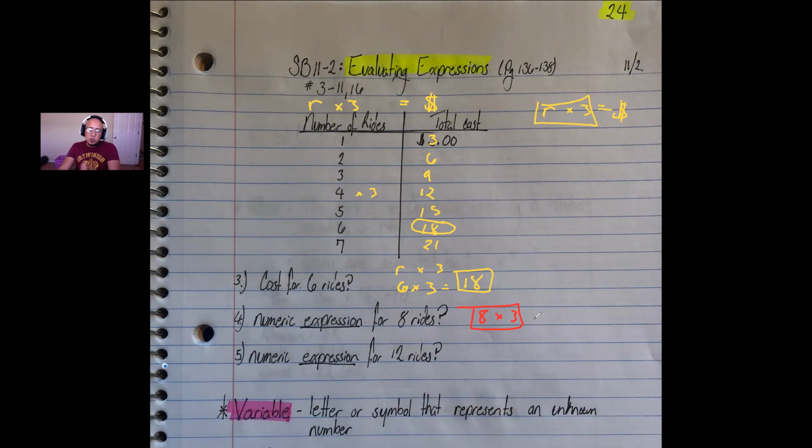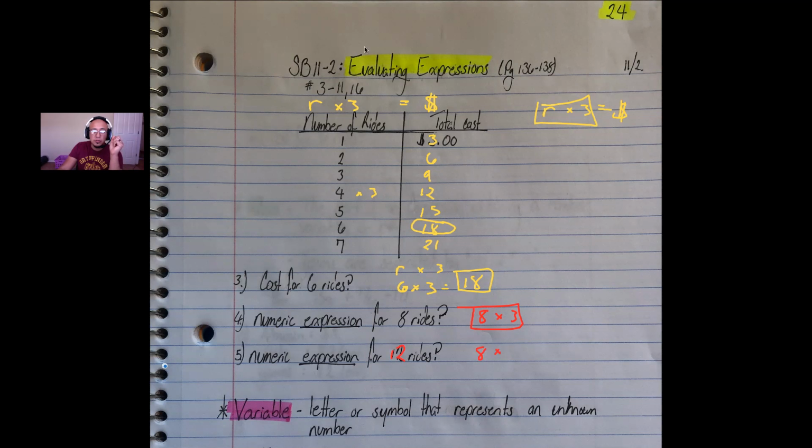I know that would cost $24 because 8 times 3 is 24. If you continue this table, you see that that'd be 24. However, we just want the numeric expression part. Number 5, very similar. What's the numeric expression for 12 rides? Well, that's going to be 8 times.